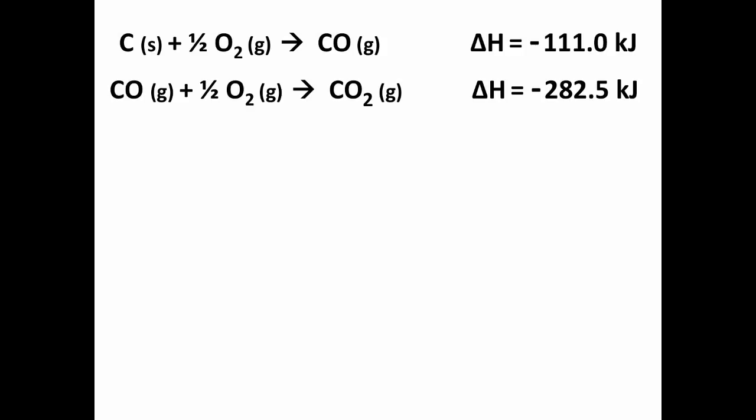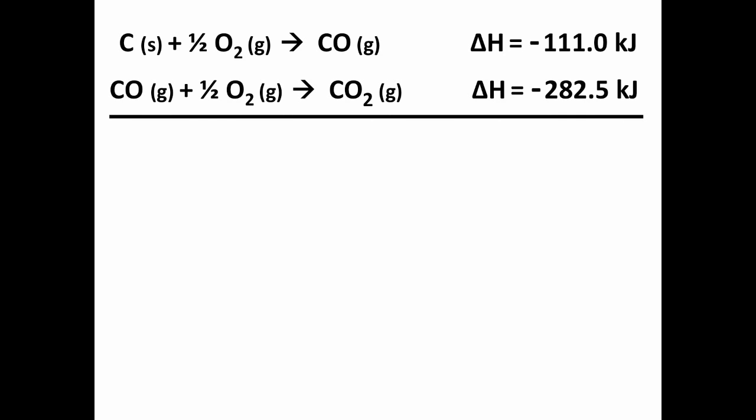Now note, this is essentially a two-step process for making carbon dioxide from the elements carbon and oxygen. In the first step, carbon and oxygen react to make carbon monoxide, and in the second step, the carbon monoxide made in the first step reacts with more oxygen to make the carbon dioxide.